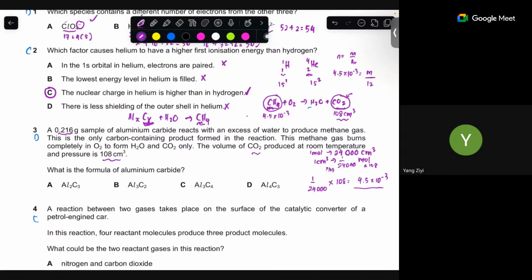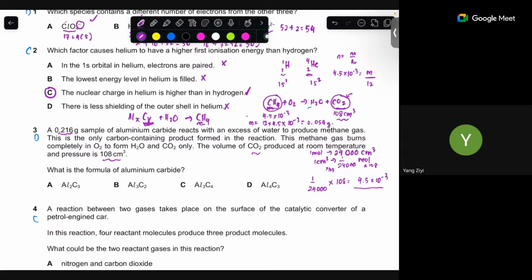Carbon is 12. So I want you to calculate for me the mass of carbon in methane, which is going to be 12 times 4.5 times 10 negative 3. What is that? ZE, help me to calculate. 0.054. Okay, this is going to be the mass, in grams.